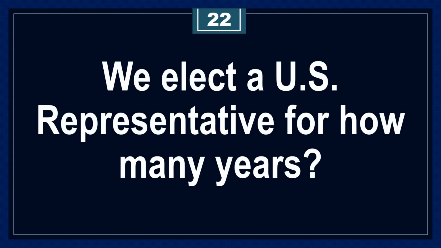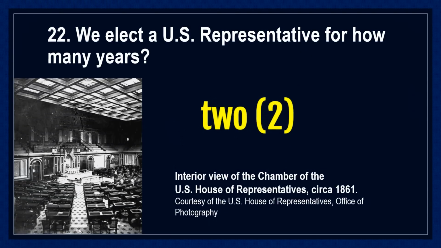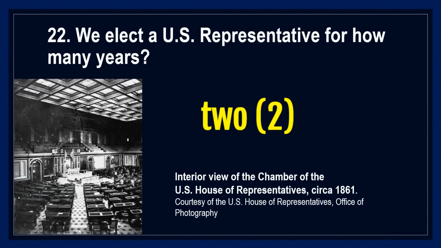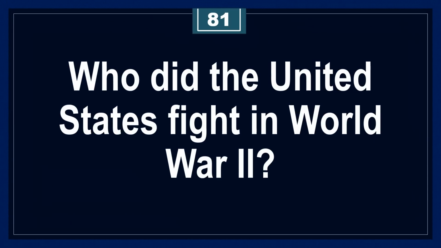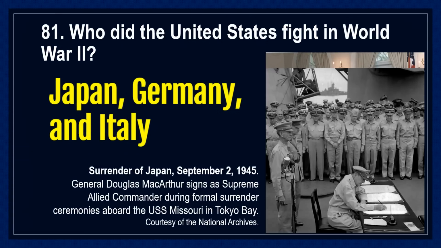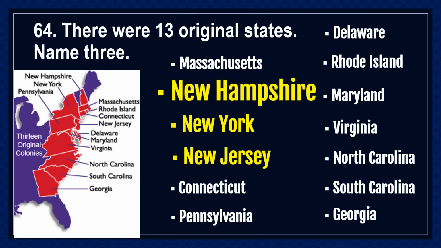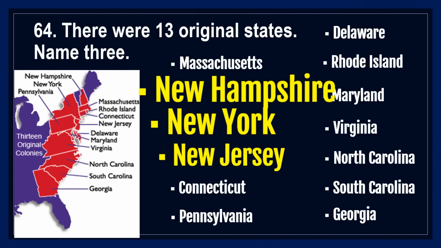We elect a U.S. representative for how many years? 2. Who did the United States fight in World War II? Japan, Germany, and Italy. There were 13 original states. Name 3. New Hampshire, New York, New Jersey.